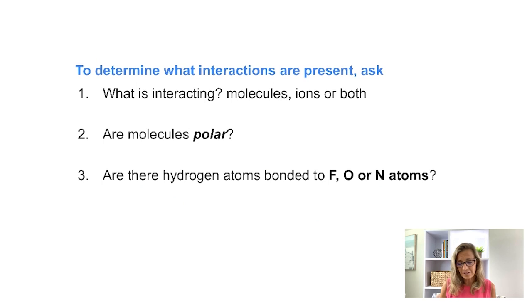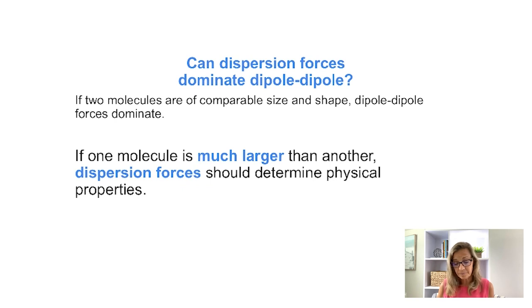So let's talk about what we are looking for. First of all, how do you determine what IMFs are present? Ask yourself, what is interacting? Is it a molecule? Is it ions? Do we have both present? Then look for polar molecules, because polar molecules can lead you to dipoles. And then also look for hydrogen bonding. That hydrogen, remember, has to be bonded to an F, O, or N in order to have hydrogen bonding.